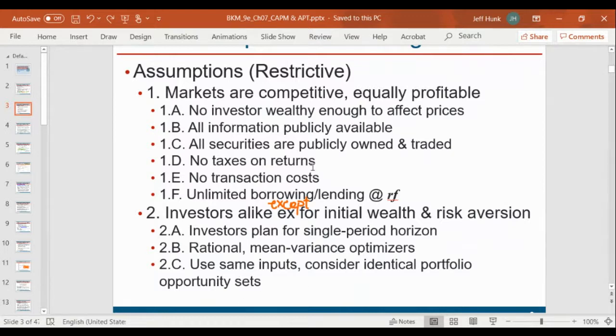But first of all, for CAPM, markets must be competitive and equally profitable, meaning no investor is wealthy enough to affect prices. I mean, think about it. This assumption is already violated in reality.